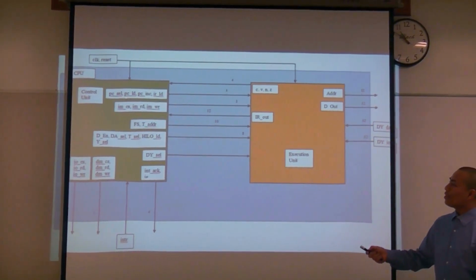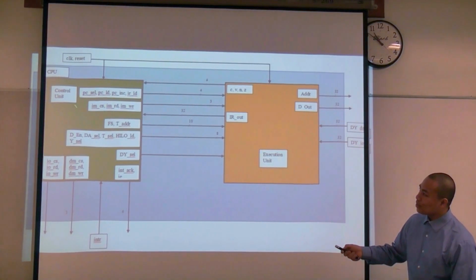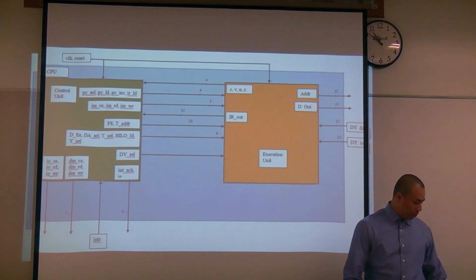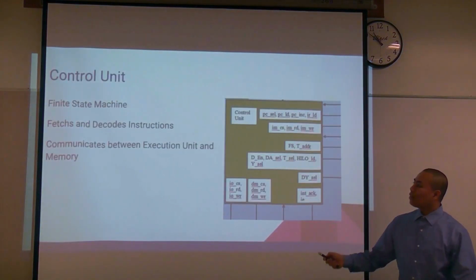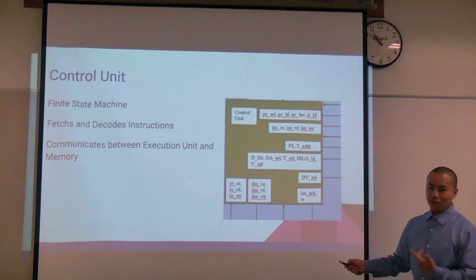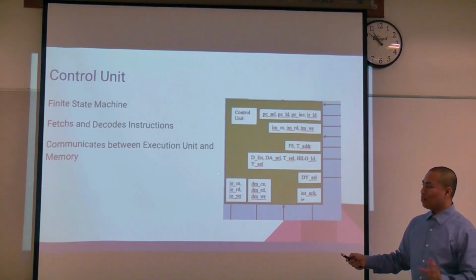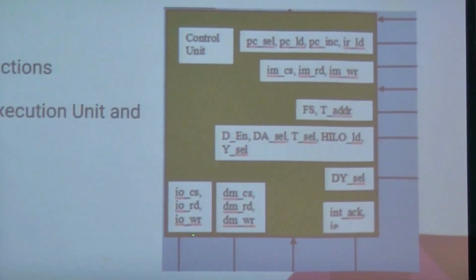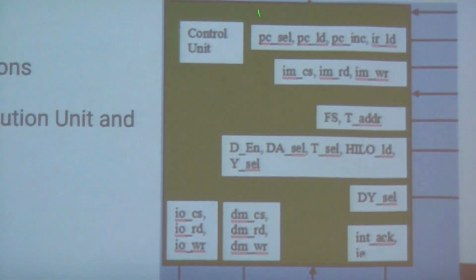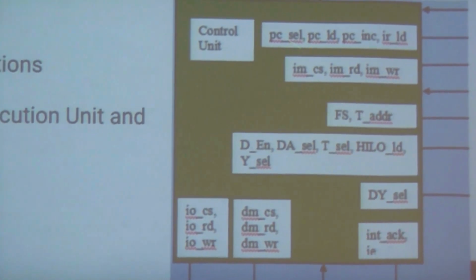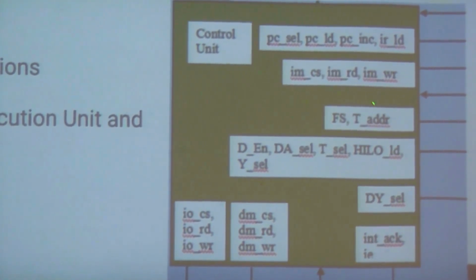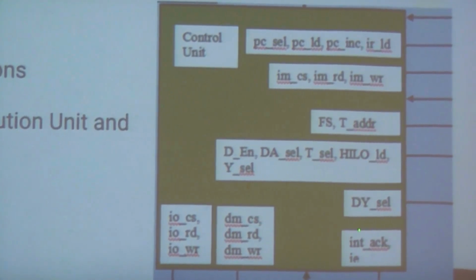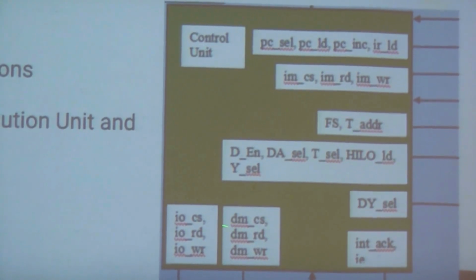This is our CPU. Embedded inside the CPU is a control unit and an execution unit. A control unit is a finite state machine. It fetches, decodes, and communicates between our execution unit and memory, as we show outside, data memory and I/O memory. It has various control words, which are for PCs, memory functions, addresses. So it's different mux control words, interrupts.